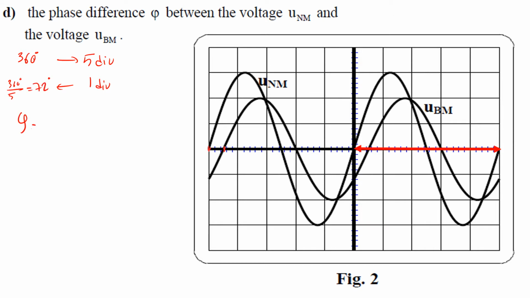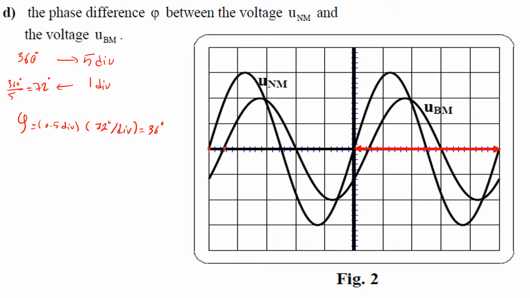The phase difference is about one division from this point. If we count 1, 2, 3, 4, 5, the 5 small divisions make 1 big division. So the phase difference between the two waves is 0.5 division multiplied by the scale of 72 degrees per division. The answer is 36 degrees, which is the phase difference in degrees.